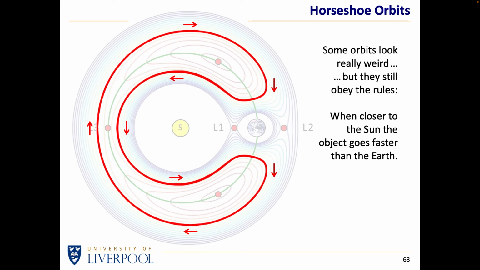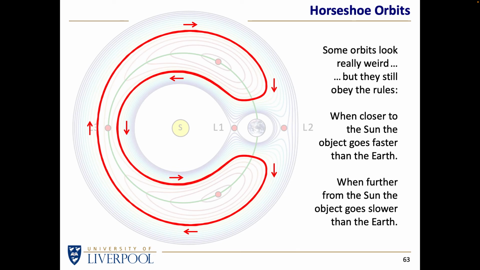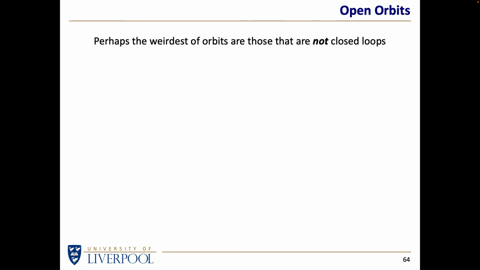It doesn't look quite so bad when you remember that this whole thing is rotating at the rate of 1 revolution per year in the case of the Earth. L1, L2, L3, L4, L5 are not static points in space. They are static relative to the Earth. And remember, the whole system is rotating. So even though that horseshoe orbit looks really weird, it does actually obey the rules: when you get closer to the sun, you move faster. When you get further from the sun, you move more slowly.